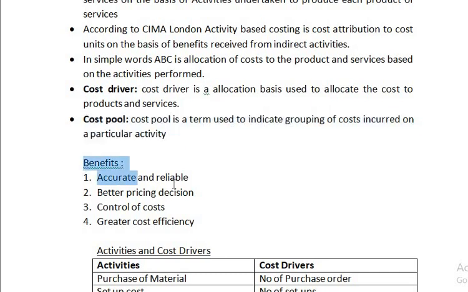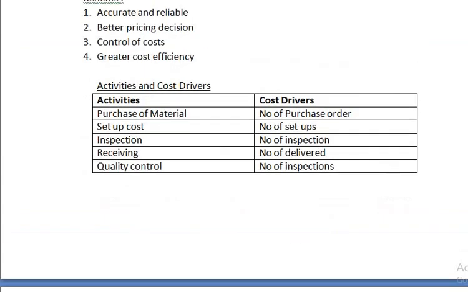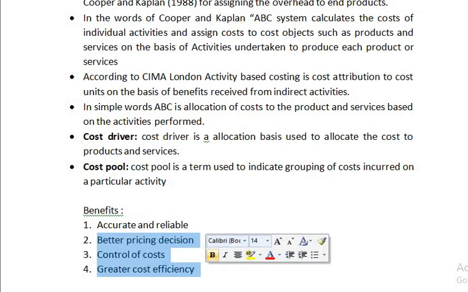So what's the benefit of activity based costing? It's very accurate and reliable because it gives very accurate results. In traditional costing, each person has to pay 170, which is not an accurate method of costing. Here according to activity based costing, A has to pay 240, B has to pay 120 and C has to pay 160. So activity based costing is an accurate and reliable method of costing, it supports better pricing decisions, controls the cost and also brings greater cost efficiency. These are the benefits of activity based costing.